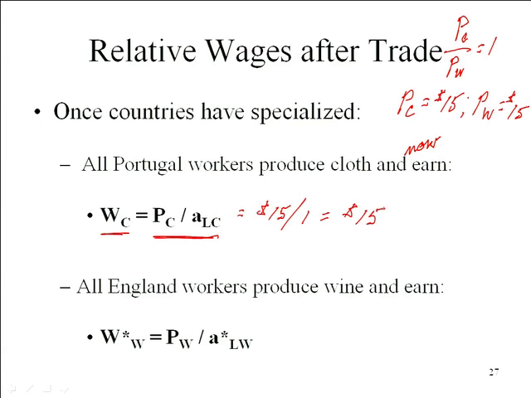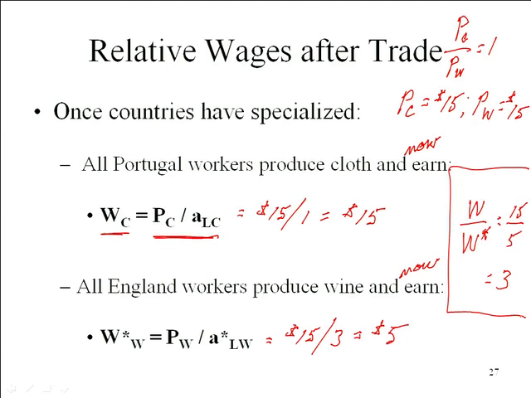In England, the price of wine has fallen to $15. Our unit labor requirement is 3, and therefore wages have gone up to $5. So notice again, workers in England are better off. So nominal wages have risen in both countries. And finally, notice that the ratio of wages between the two countries is 15/5, or 3. Okay? That's our relative wages.